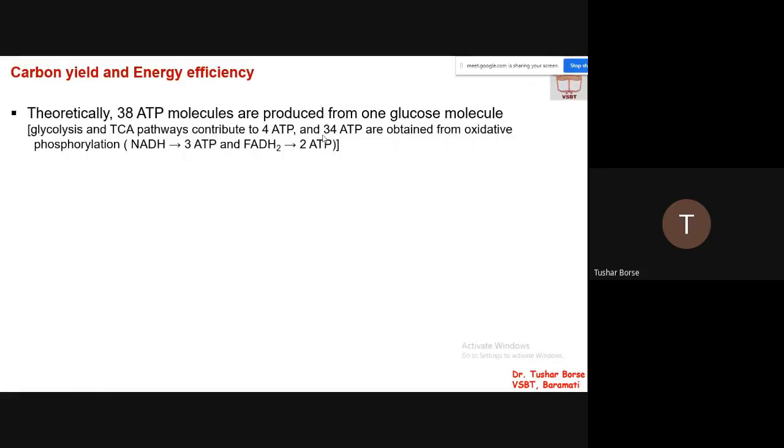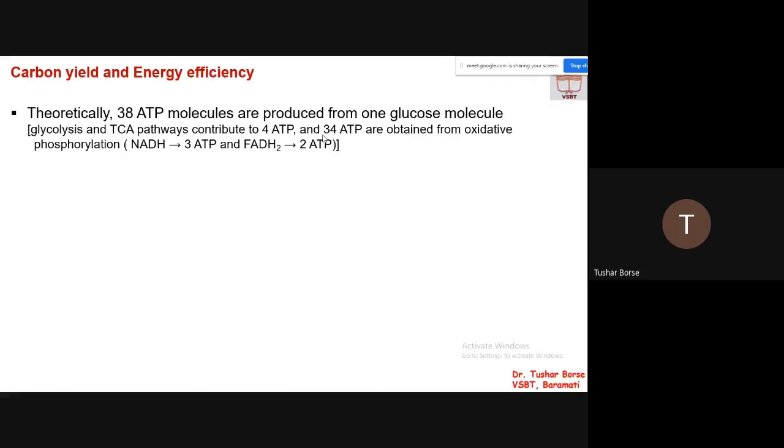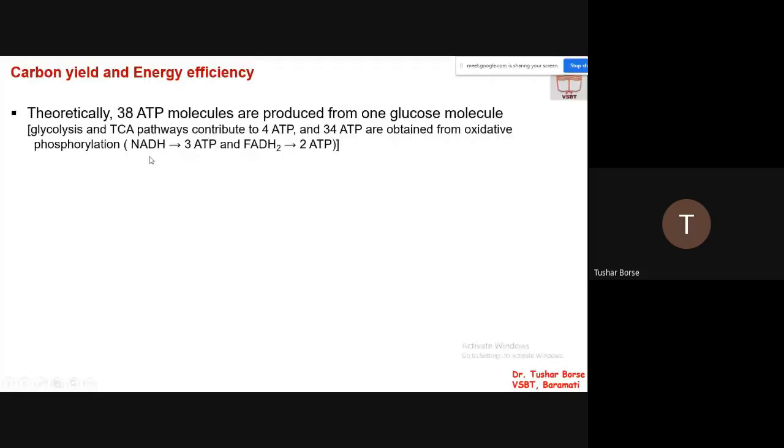Right? So I think you have already understood glycolysis and the TCA cycle up to the electron transport. Glycolysis and the TCA pathway contribute 4 ATP, different from the oxidative phosphorylation, where we are considering that NADH produces 3 ATP and FADH2 produces 2 ATP. Right. So with these assumptions, we have calculated that after the oxidation of one glucose molecule, you are getting around 38 ATP molecules. Okay.